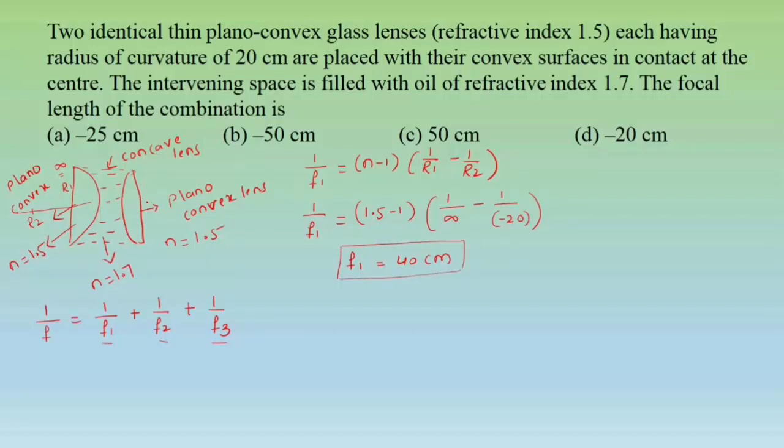Then what about F3? F3 and F1 both are the same because both are plano-convex lenses which are made of glass medium.